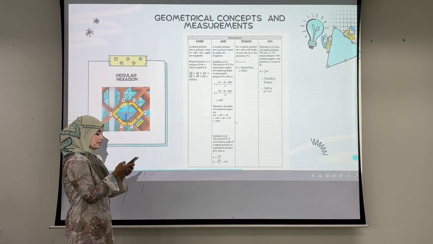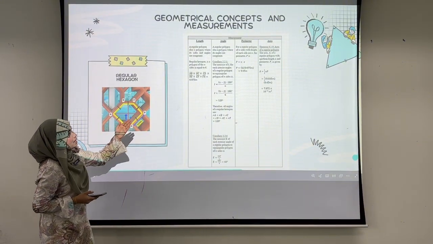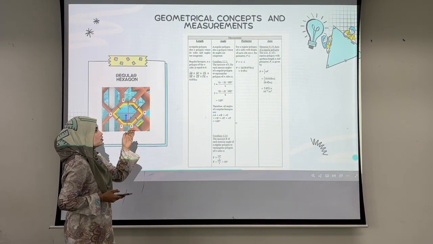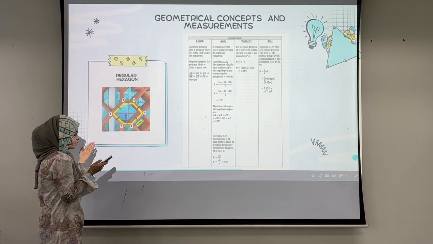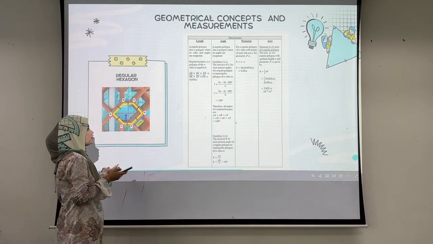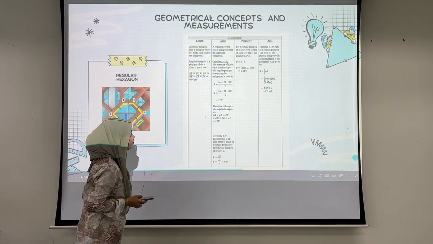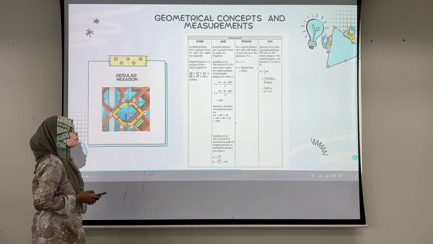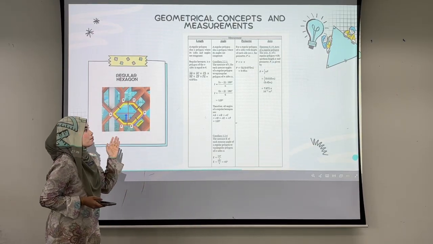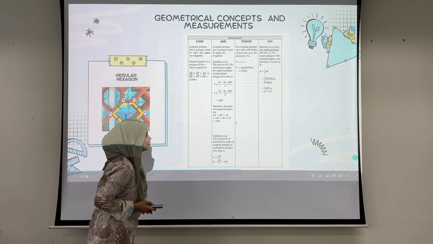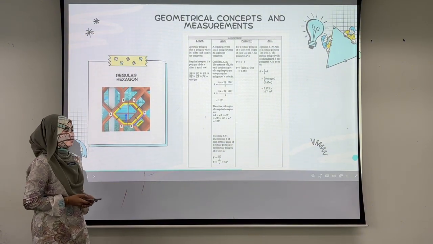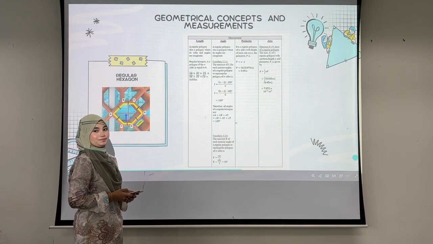To find the perimeter, we use the formula n sides times the length of each side. So, for this regular hexagon, the perimeter calculated was 0.45 meters. And for the area, we use the formula 1/2 times the apothem times the perimeter. And the result is 7.875 times 10 to the power of negative 3 meters squared.